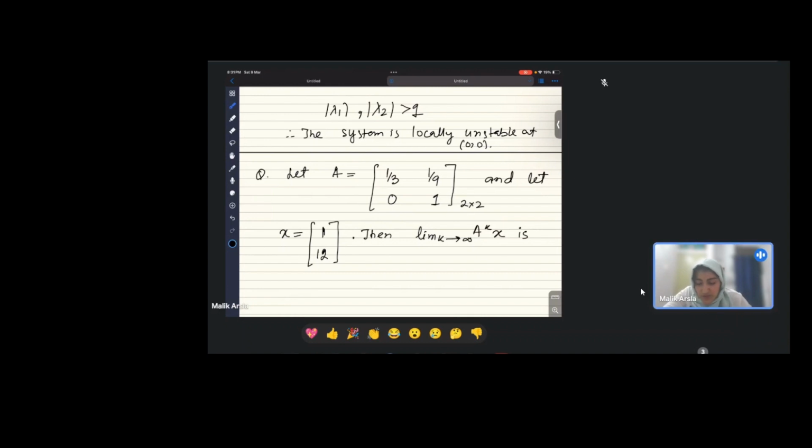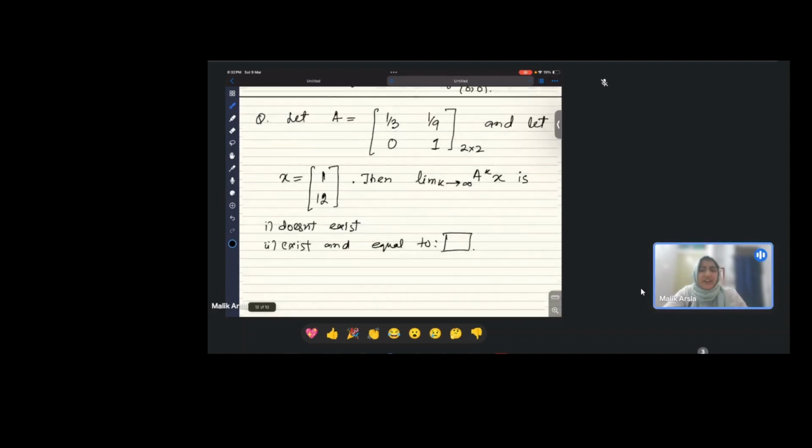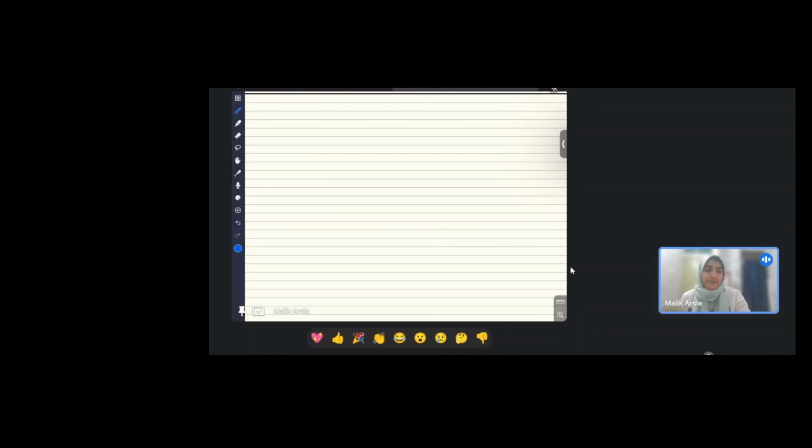Then there are options given, right? The first option is that the limit doesn't exist, and the remaining exist and are equal to some given values, such as 2, 12. Let us find this.